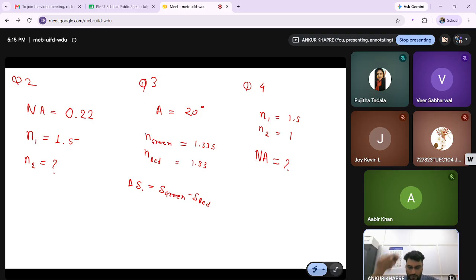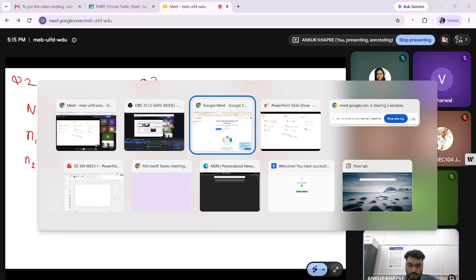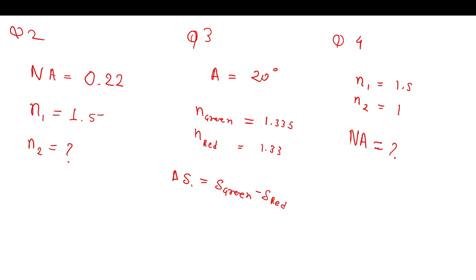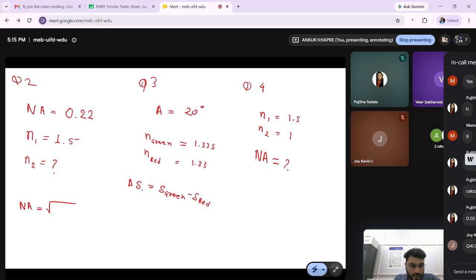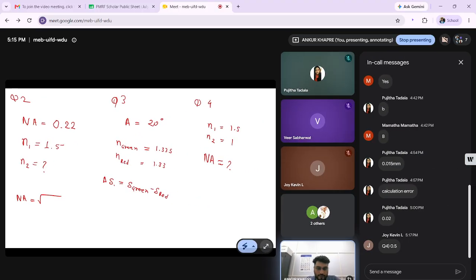I think these are very easy questions. You can see here, the numerical aperture equation is... Anybody answered? Yeah, question number 4, 0.5. Can you cross check once?